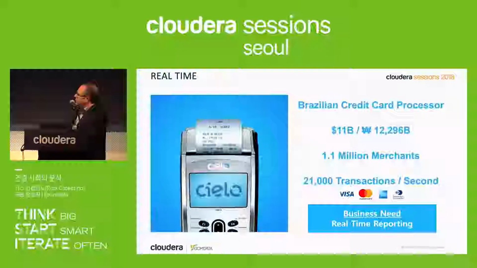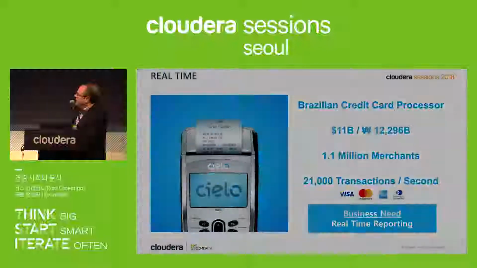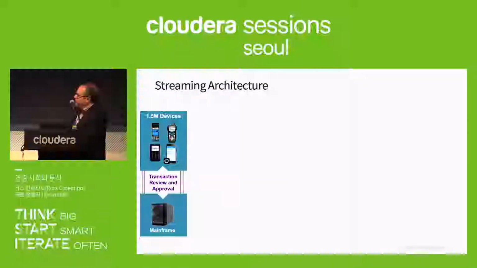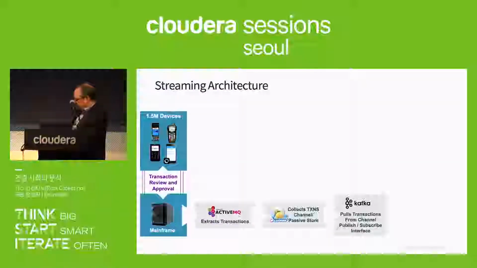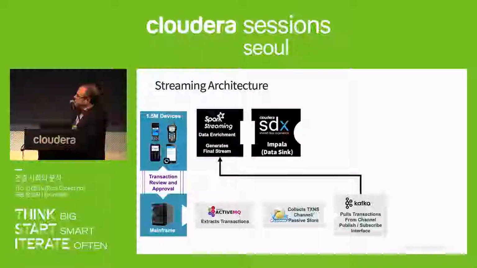So, use case. I'm just going to highlight a company called Cielo. They are a Brazilian credit card company that processes about 1.1 million transactions per year. In their system, they are continuously looking at these transactions all day long against 1.5 million devices. We've gone ahead and deployed ActiveMQ to extract transactions from their mainframe environment. We then use Flume to channel the transactions so that Kafka can publish them. And what they do is they publish them to Spark Streaming, which does some more data enrichment, and then we put it into what we call our data sync.